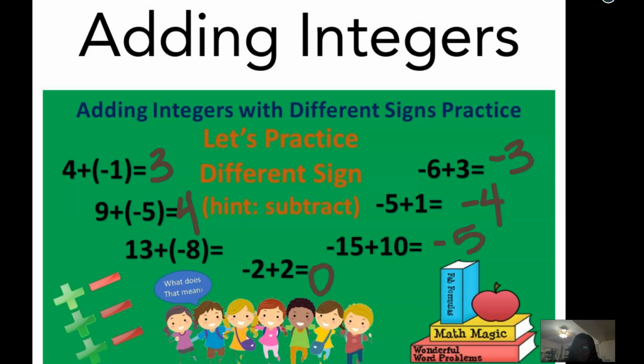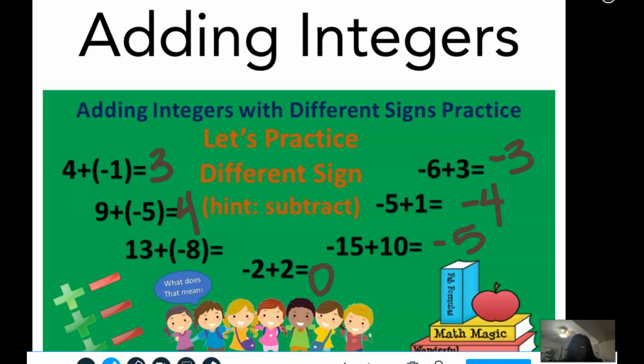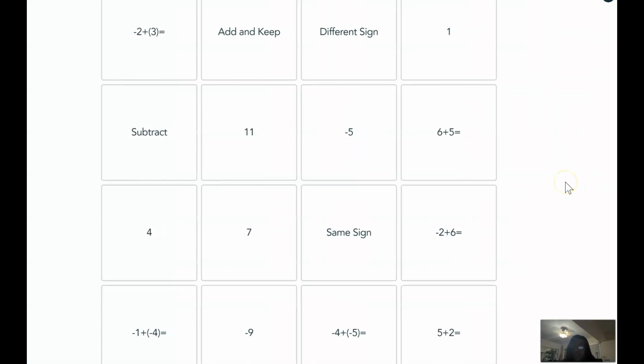Wonderful, wonderful. All right, so today we have gone over the rules of adding integers when the signs are the same and when the signs are different. Same sign we add and keep, different sign we subtract. We take the sign of the larger number, then you'll be exact.